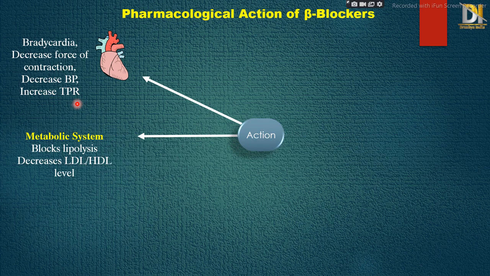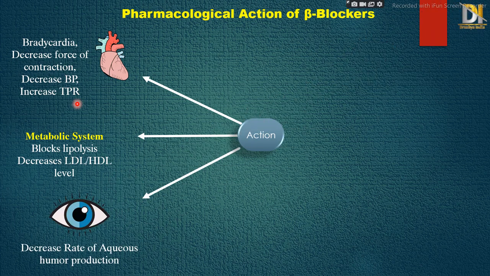Then next comes metabolic system. It blocks lipolysis, therefore decreases HDL level in the body, while alpha blockers were decreasing LDL level and increasing HDL level. Now next one, its main use is on eye, that is to treat glaucoma, in which it decreases rate of aqueous humor production. Further, in next video we will cover glaucoma.